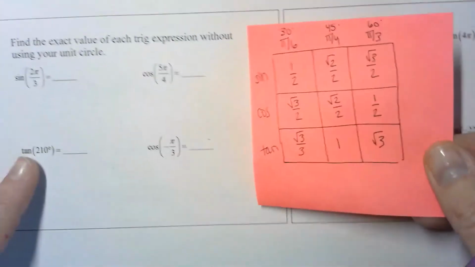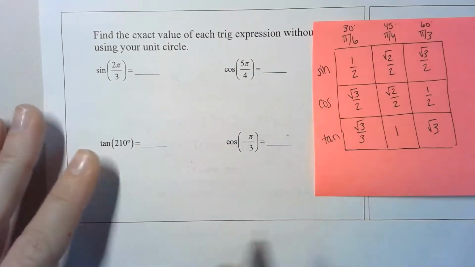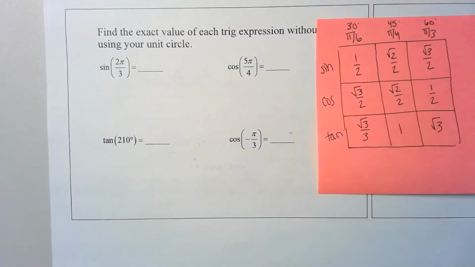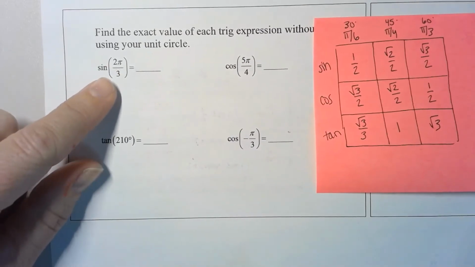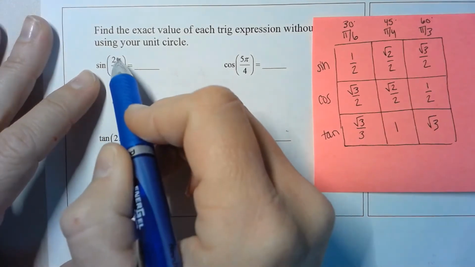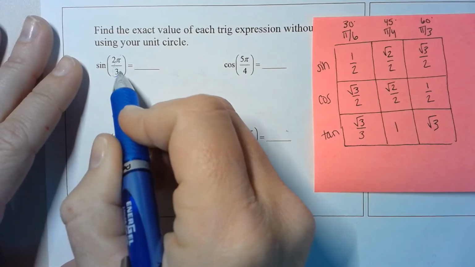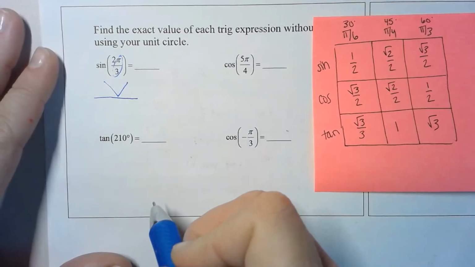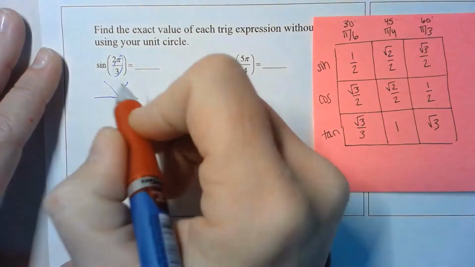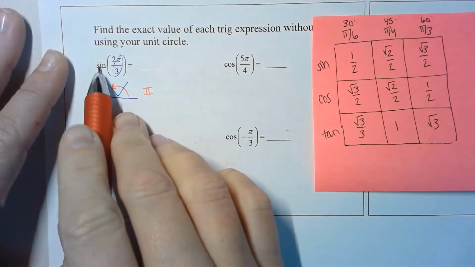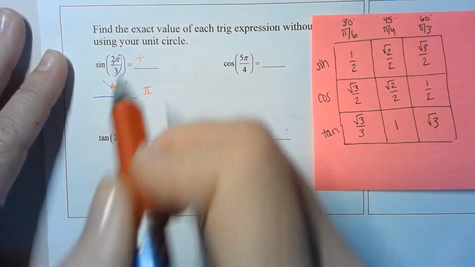Okay, all right. So here we go. It says find the exact value without using your unit circle. Using this, just not the big circle. So they want the sine of 2 pi over 3. First of all, this reference angle is pi over 3, right? Pi over 3 says take pi, which is half the circle, and divide it into thirds. I want 2 of them. 1, 2. So I'm in the second quadrant. Sine in the second quadrant is positive.